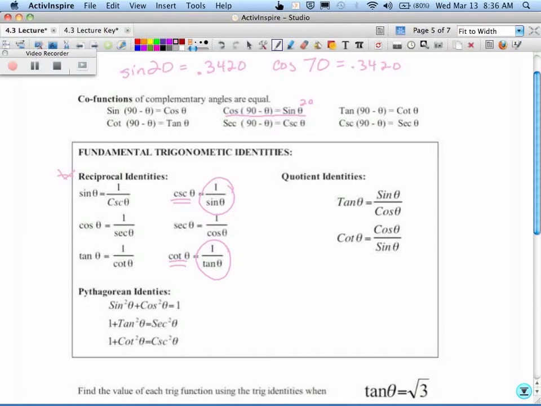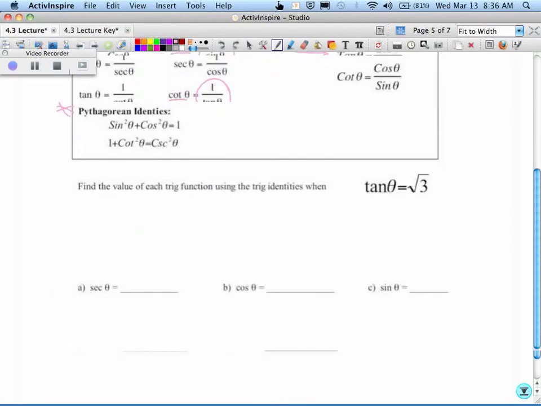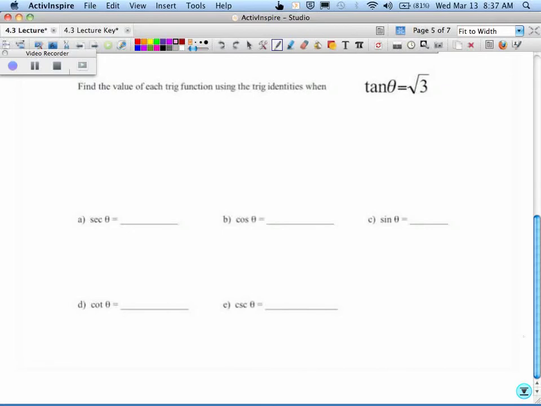Quotient identities, I already showed you this one. Tangent is sine over cosine. Cotangent then is the reciprocal, cosine over sine. Pythagorean identities become more important to us in Chapter 5. Find the value of each trig function using trig identities when the tangent of theta is root 3. You guys feel like you could do that? Sure, we'll do it together.